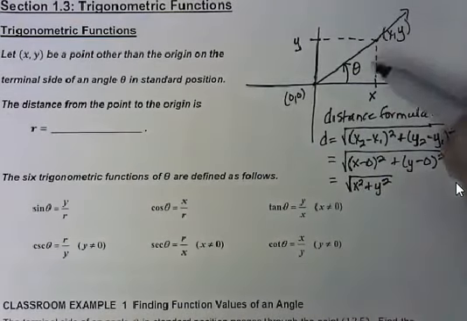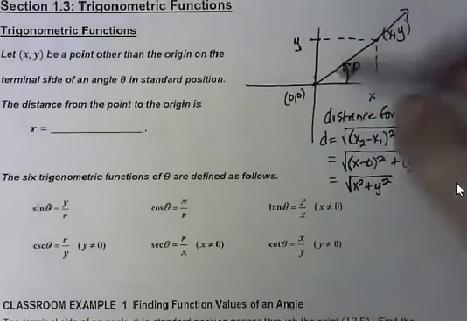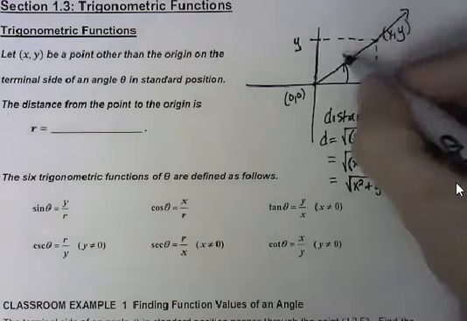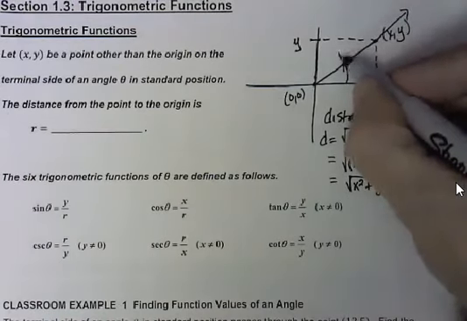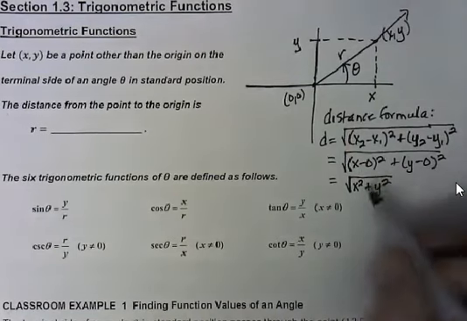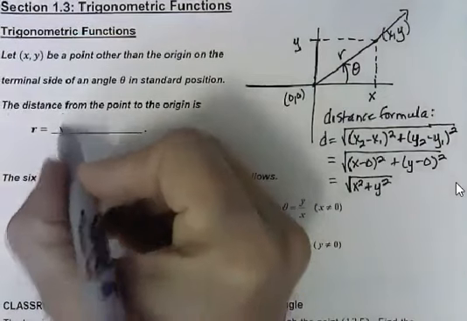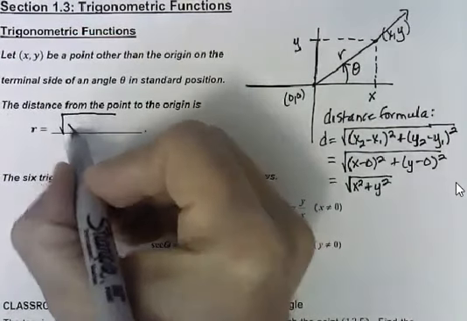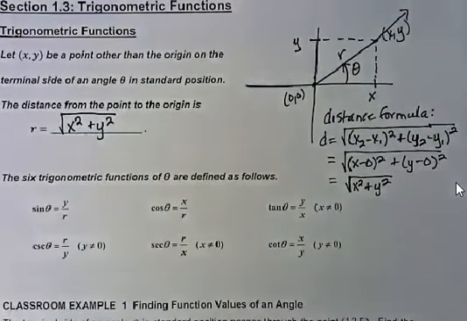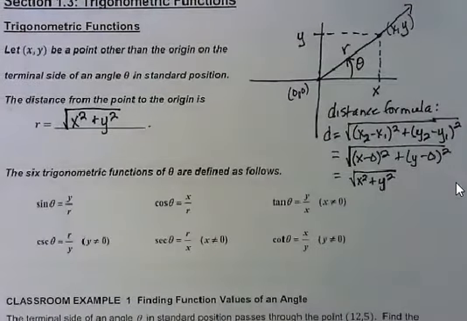Now for trigonometry, instead of calling this distance d, since we're going to end up talking a lot about circles and the xy will be a point on the circle, we're going to call this distance r. R stands for radius. But for right now, we just need to worry about how to find that distance. So the distance from our point to the origin, r, is the square root of x squared plus y squared. Then using the x, the y, and the r, we can define our 6 trig functions.